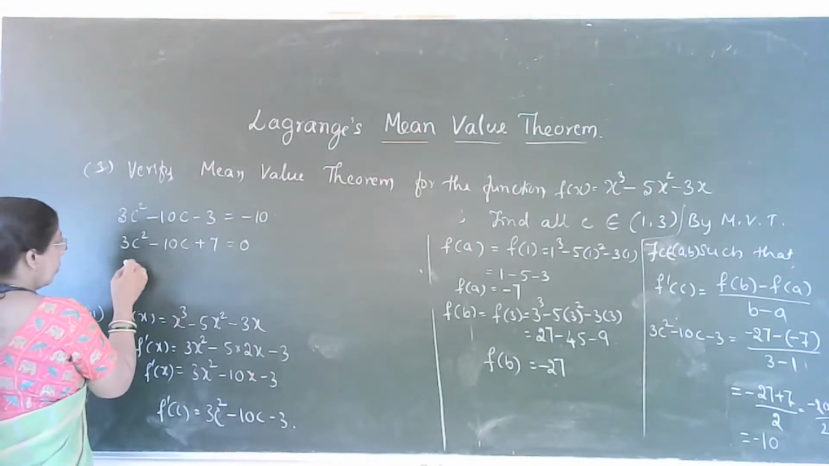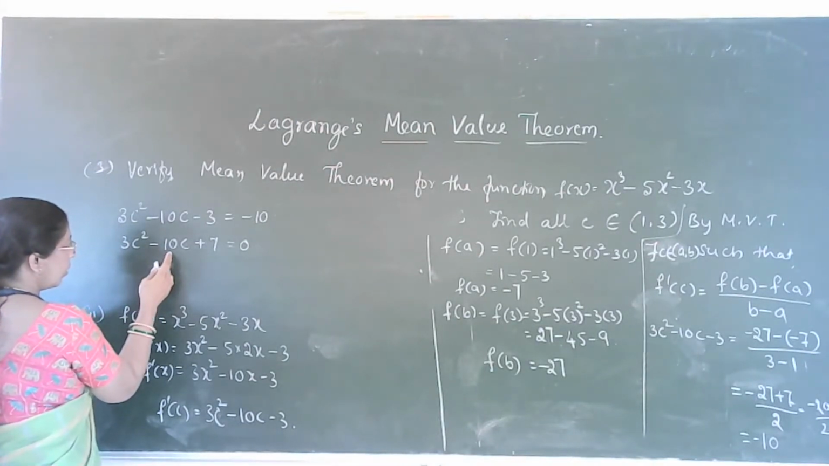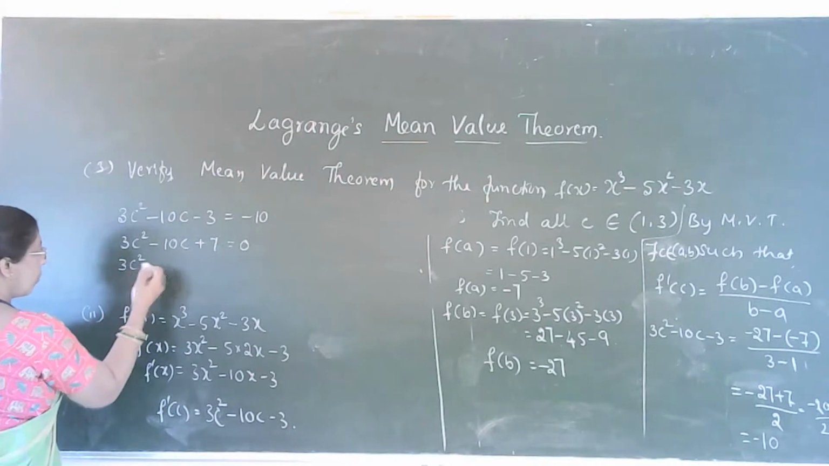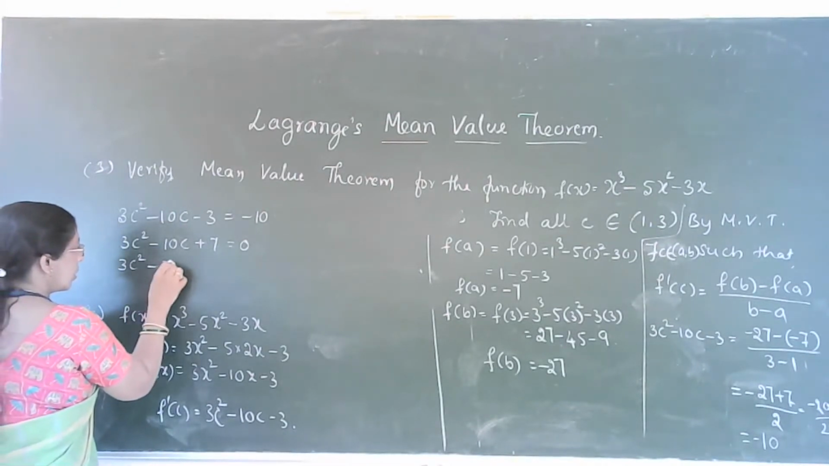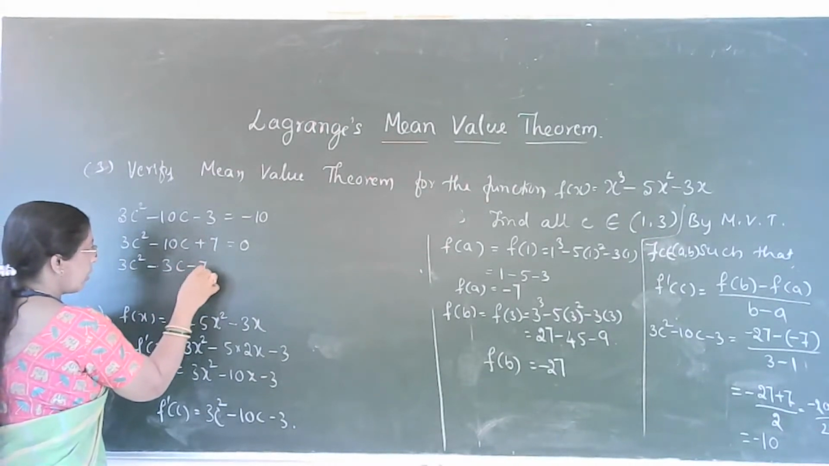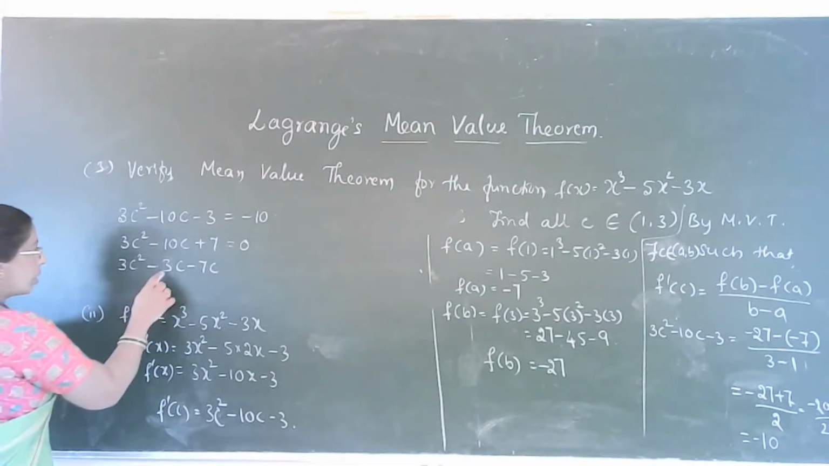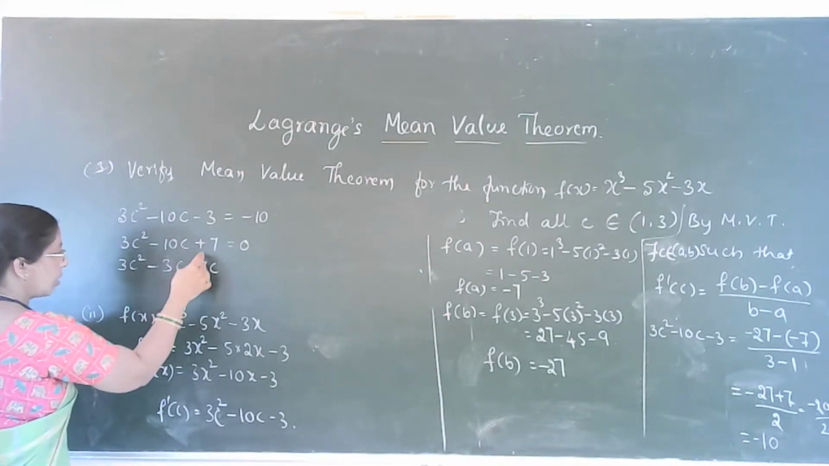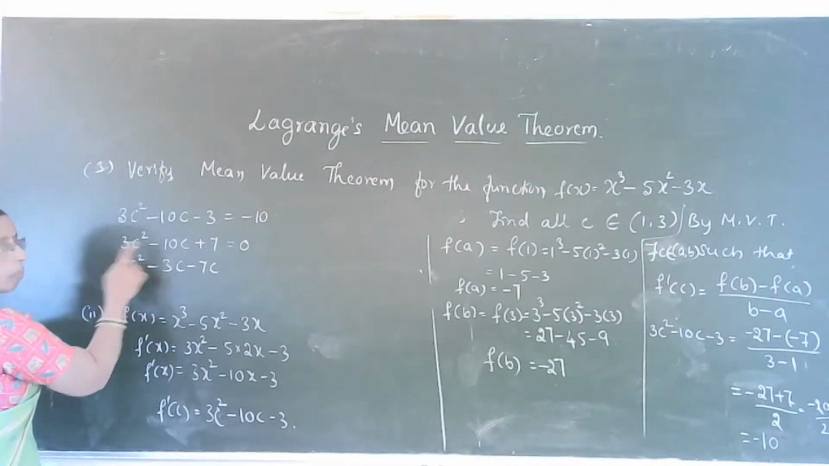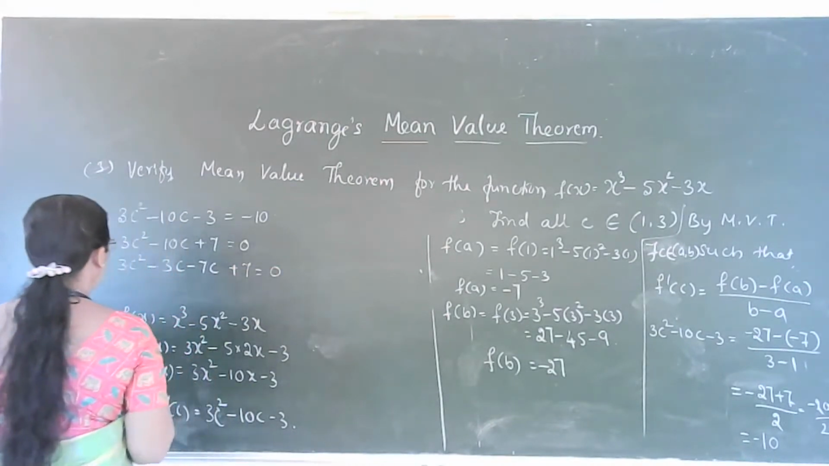Here we split this 10c into 7c and 3c, then we get 3c squared minus 3c minus 7c. 7 into 3 is 21. Here also 7 into 3 is 21. Minus 7 times minus 7 gives plus. Then 3c minus 3c minus 7c. The algebraic sum is minus 10c plus 7, which is equal to 0.